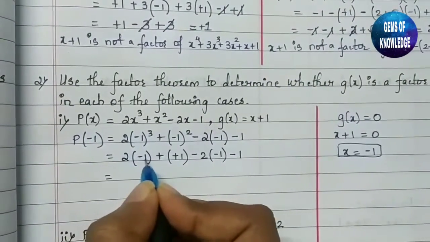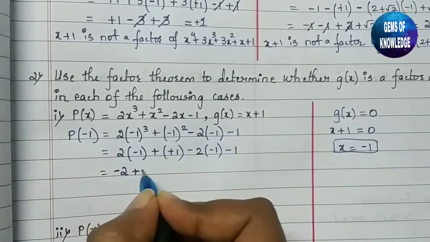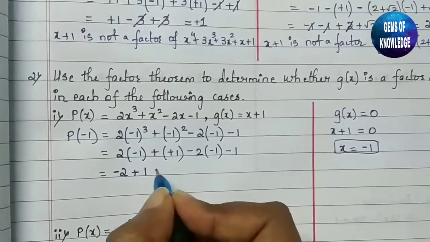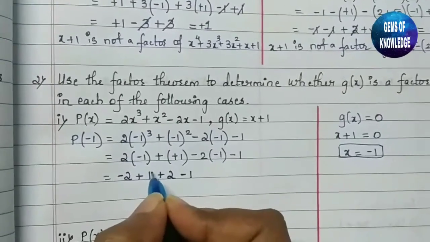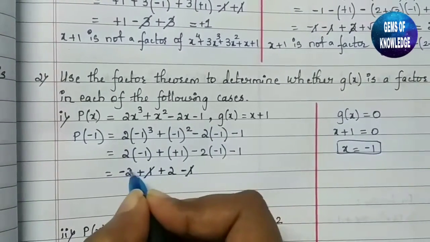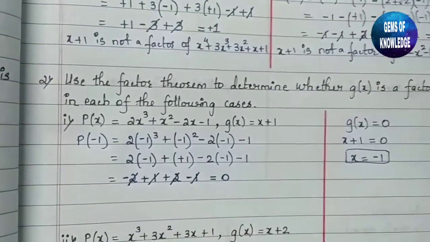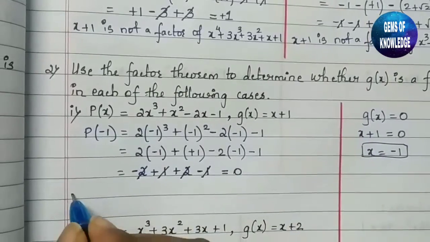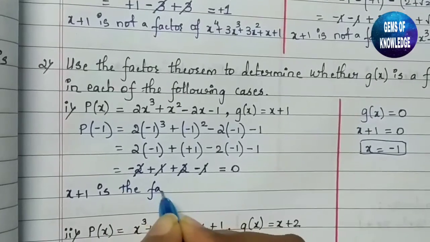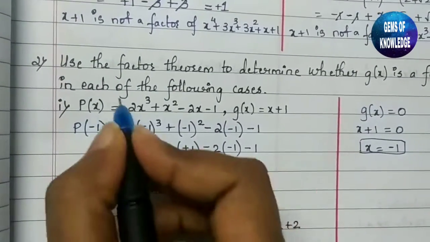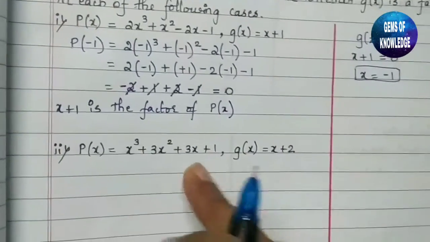So here we are getting 2 ones are 2, this minus will be as it is, plus into plus will be plus 1, minus into minus will be plus, 2 ones are 2 and minus 1. So you can see here plus 1 and minus 1 will be cancelled, minus 2 and plus 2 will be cancelled, which is equal to 0. So here we can write that x plus 1 is the factor of this term, p of x. Okay, so similarly you can see the second one.